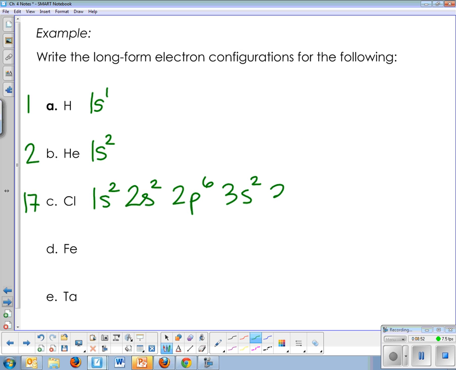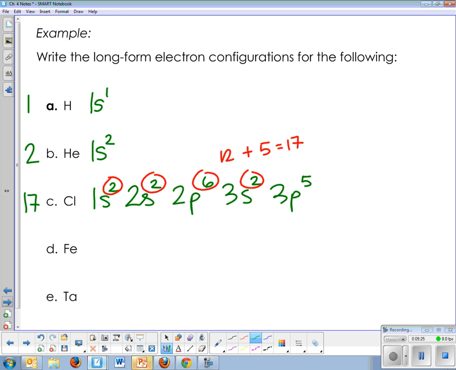So 3p. Now 3p can hold 6 maximum. It can hold less though also. So we want to get 17. So 2 plus 2 plus 6 plus 2, if you add those up, you get 12. Okay? To get to 17, we need 5 more. 12 plus 5 equals 17. p can hold a maximum of 6, but we only have 5, so I'm going to write 3p5. This is the electron configuration for chlorine.